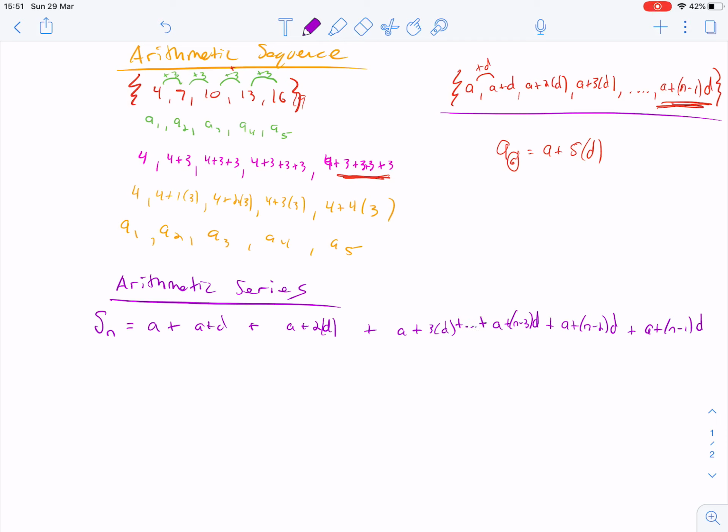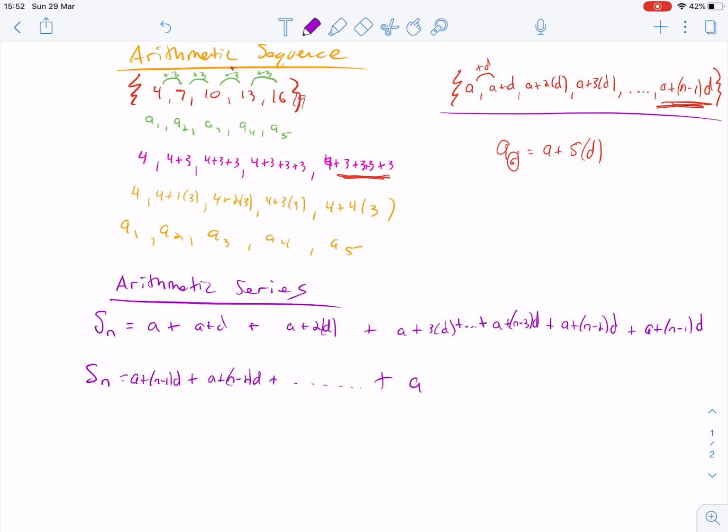Okay, so if we went the other way and we wrote it as the other direction, it'd still be the same thing, right? Because we're adding them all together. So we would get a plus n minus 1d plus a plus n minus 2d plus a all the way at the end. That's going to be a at the end.